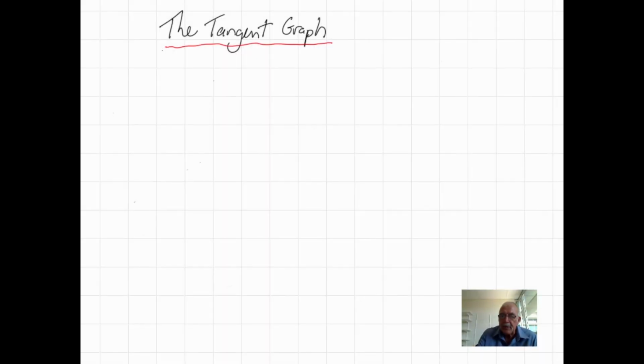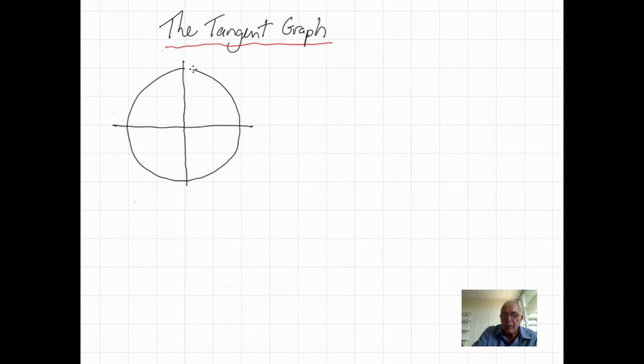Just as we've done with the sine and the cosine graph and the unit circle, we can also use the unit circle to get an idea of what's happening with the tan. So if we just draw a unit circle, and don't forget it has a radius of 1, that's why we call it the unit circle.